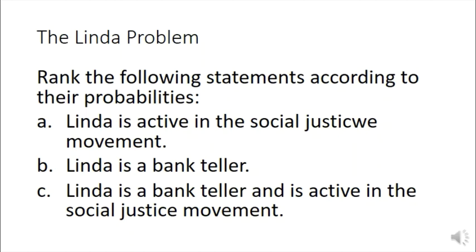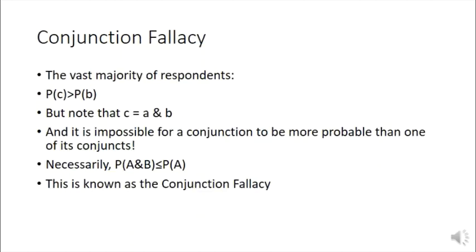Now, who thinks A is the most likely? Who thinks B is the most likely? And who thinks C is the most likely? And when you ask this to large groups of people, a lot of people say that C is more likely than B. But that's impossible because C, that Linda is both a bank teller and active in the social justice movement, is comprised of both A and B. It's impossible for this event, C, to be more likely than one of the things that comprises it.